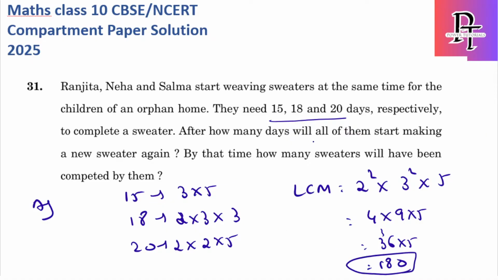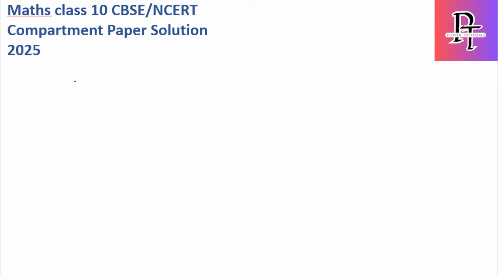So after how many days will they start a new sweater again? It will be 180 days. After 180 days they will start making a new sweater again.